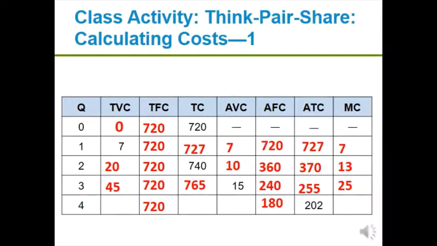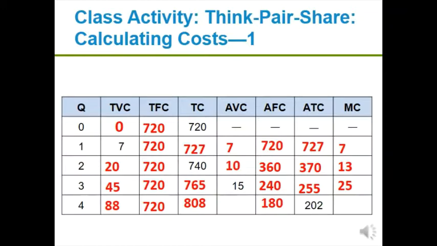Moving on to this last row, the given information is average total cost. So what we want to do is move from an average to a total. What we have to do is multiply $202 by 4 units of output. That's going to give us $808 of total cost. With this information and knowing that our fixed cost is $720, we can calculate the total variable cost of $88.